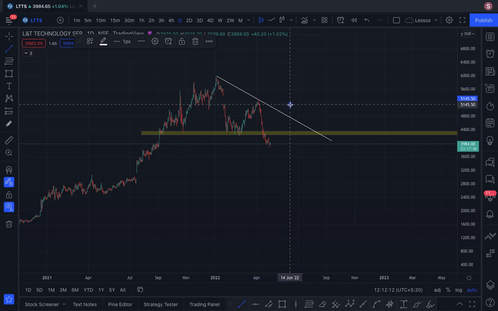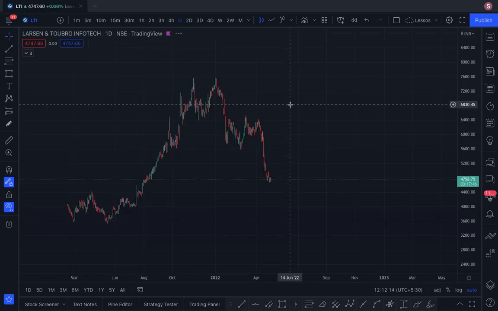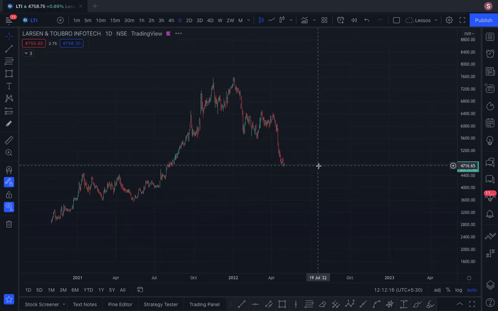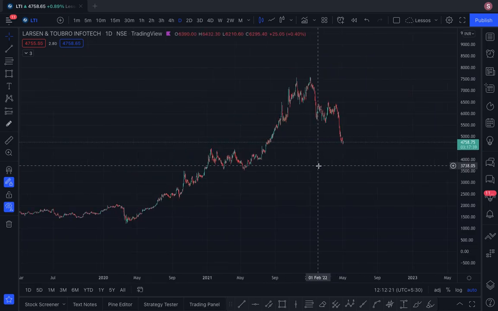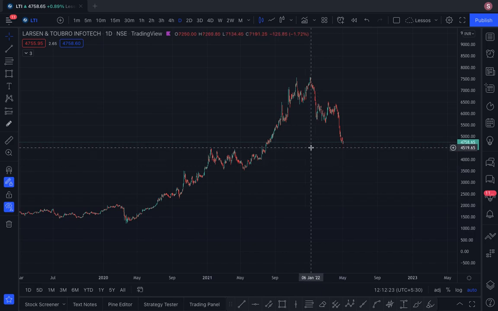So you have to do it yourself to find out where you can draw the support and resistance, but do not go below, because if you're doing day trading, then go to 5 minutes as well. But if you're going for swing, keep it to 1 hour.